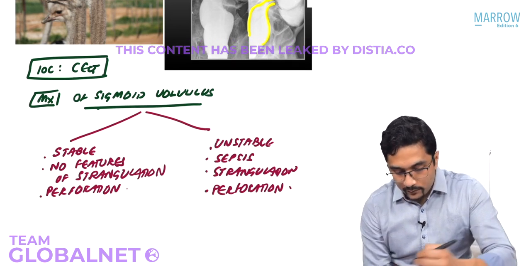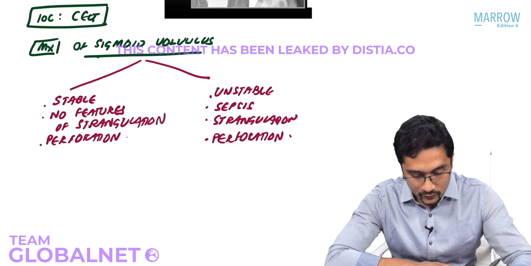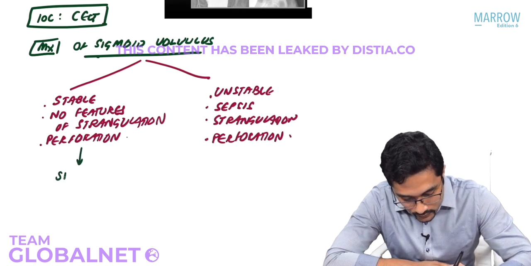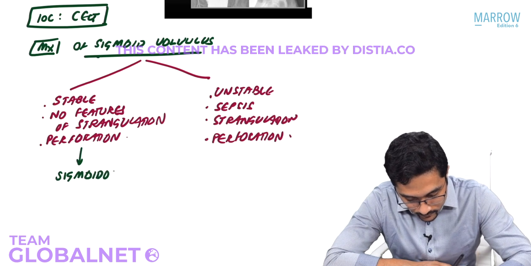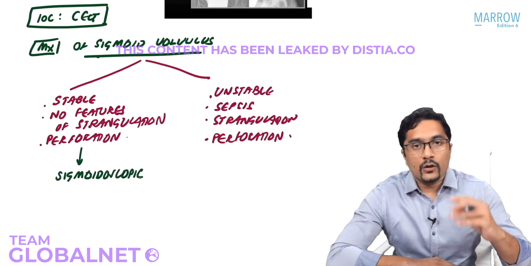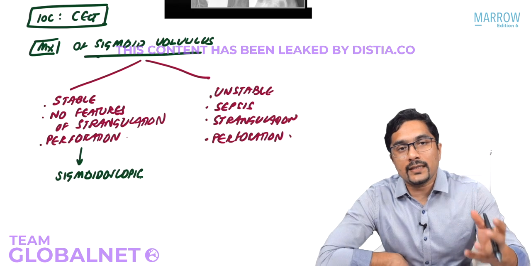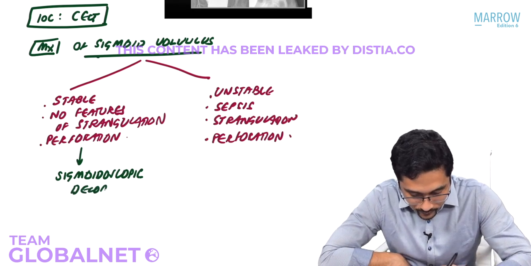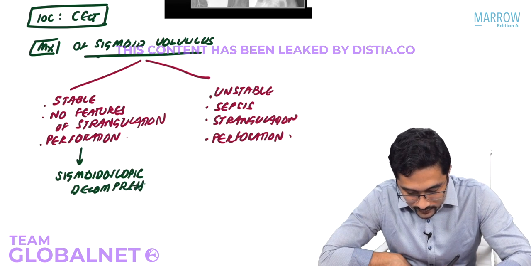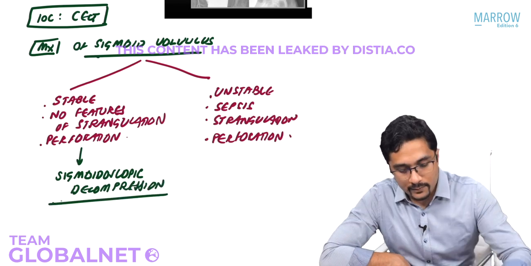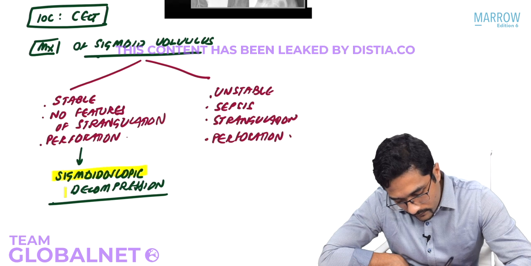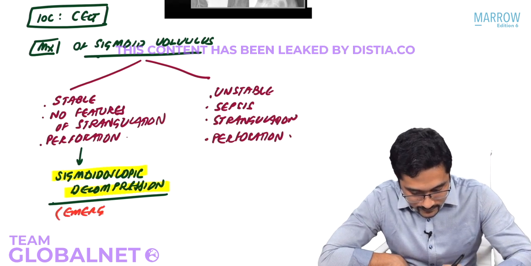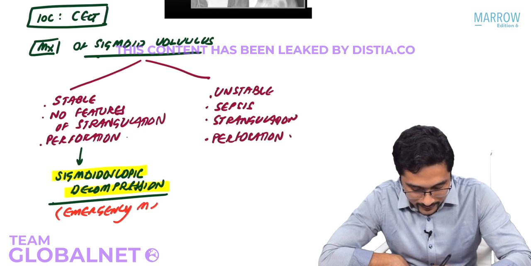Now in situation number one, if the patient is stable and there are no features of strangulation or perforation, what we do is sigmoidoscopic decompression. We take a sigmoidoscope. The sigmoidoscope length is around 60 to 90 centimeters. Sigmoidoscopic decompression is done. You decompress all the fecal matter and the gas, and the bowel comes back into normal position. But this is just the emergency management.